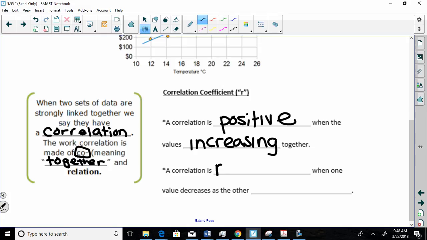A correlation is negative when, if I say the more you stay up at night and don't go to sleep, the less attentive you'll be in class. So when I say more and less, that would be a negative correlation. As one decreases, the other increases. So it's basically positive and negative.